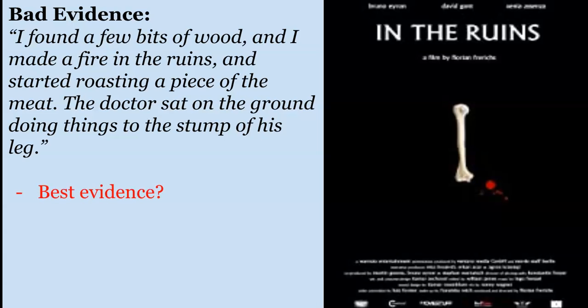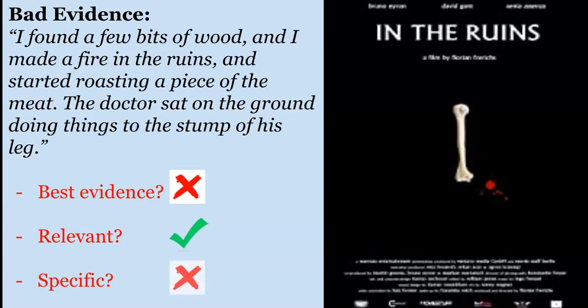So it's not really the best evidence here. Is it relevant? Well, there are some bits that are relevant, right? It talks about the doctor, it talks about the stump of his leg, and we know what he's going to do with the stump of his leg. It talks about the fire, but it's not really very specific to the evidence or specific to the topic here. You know, it talks about the ruins and the wood and the fire. Well, we don't really need all that stuff.